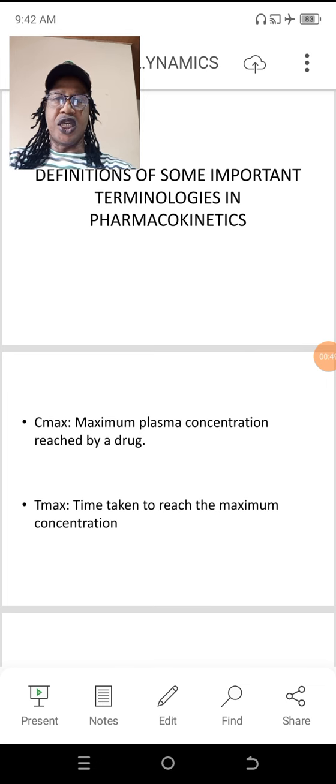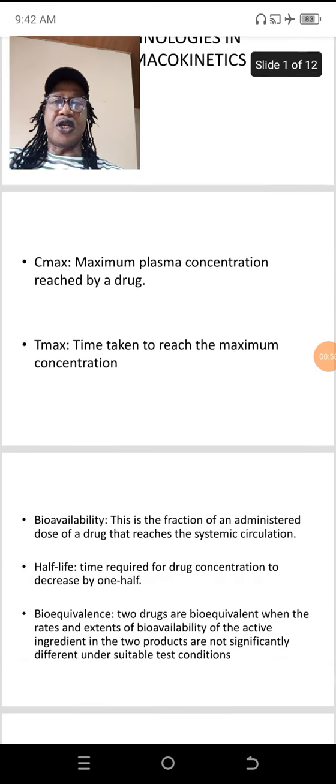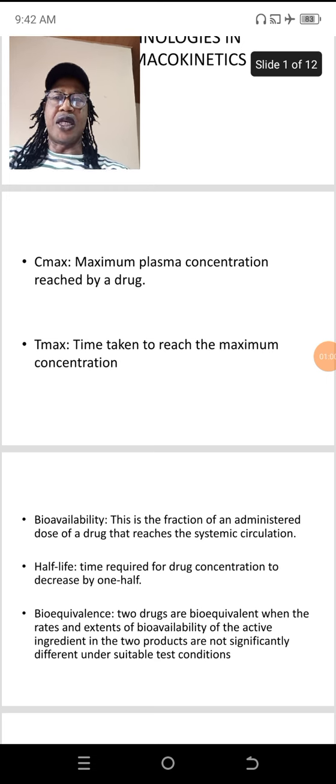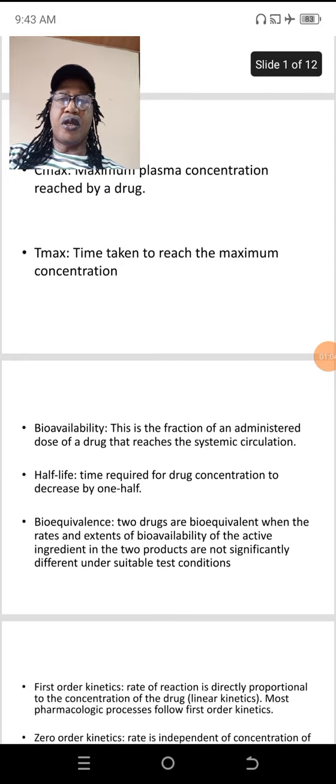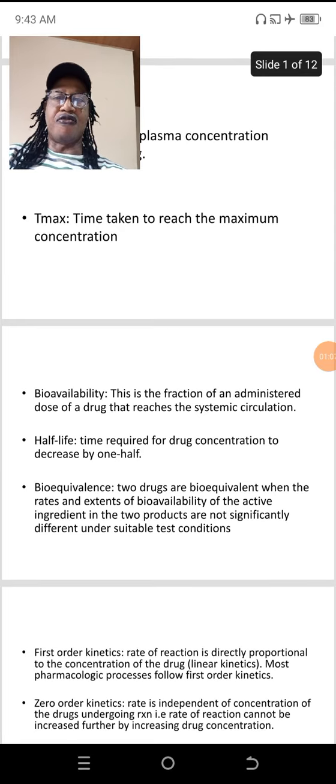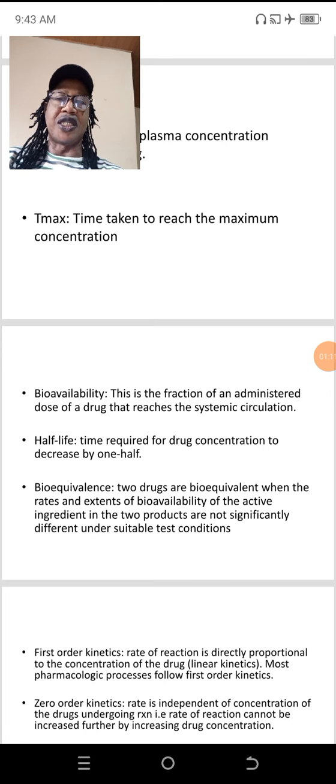So the first one is Cmax. Cmax is the maximum plasma concentration achieved by a drug. Tmax, on the other hand, is the time taken to reach that maximum concentration. Bioavailability is a fraction of an administered dose of a drug that reaches the systemic circulation.